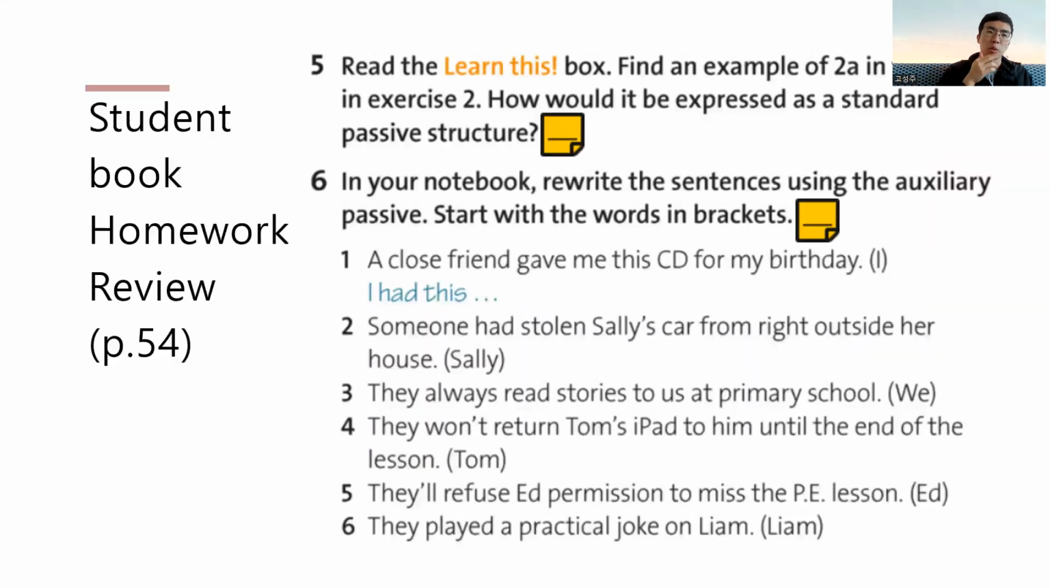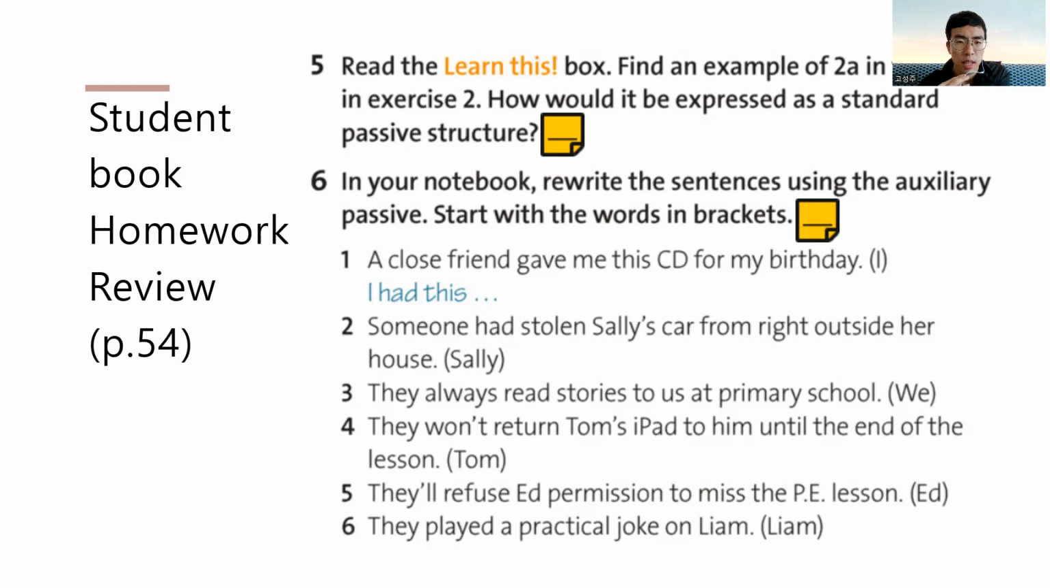Okay, so let's go to number 6. In your notebook, rewrite the sentences using the auxiliary passive, which is adding have, right? Auxiliary verb. Start with the words in the brackets. So number 1, it has I in the brackets or parentheses, right? A close friend gave me the CD for my birthday. I had the CD for my birthday. Okay, it's that simple, right? I had the CD for my birthday, maybe from my friends, right?